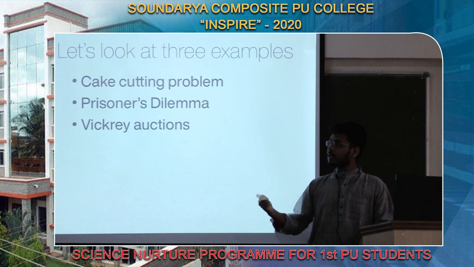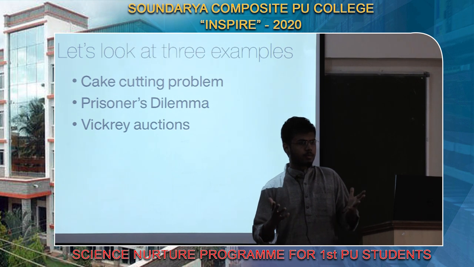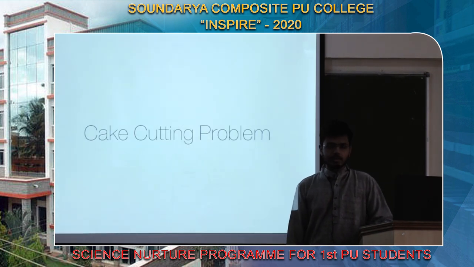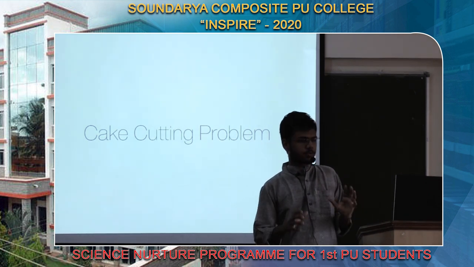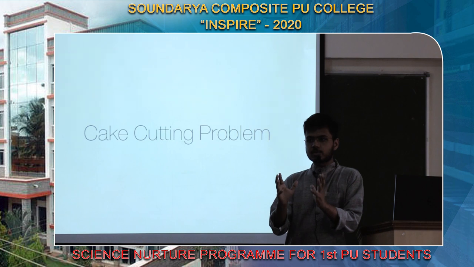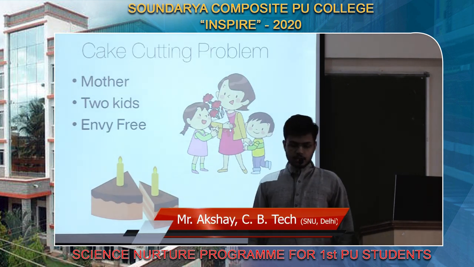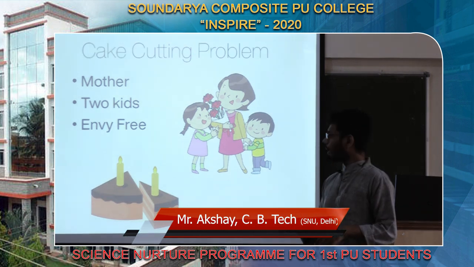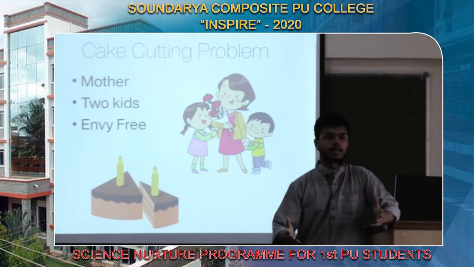So let's take three very interesting examples of what we mean by games as such. The first one is called the cake cutting problem. And this is very interesting. This is one of the simplest forms of resource allocation problems. So consider this problem. There is a mother and there are two kids. And there is a cake which the mother needs to cut and give to her kids.